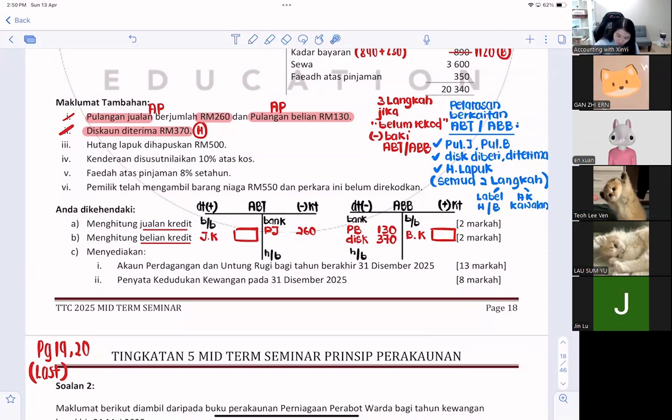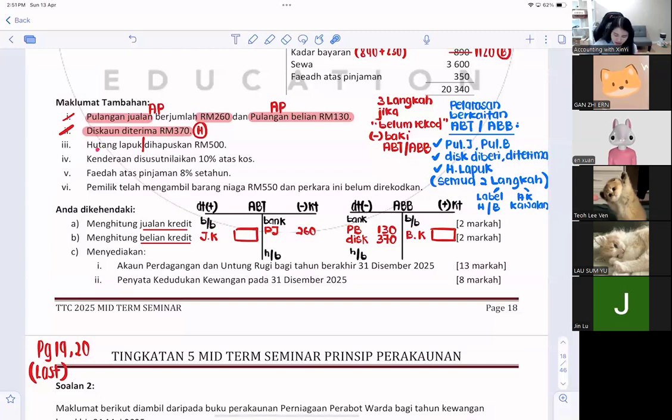Yeah. And then now for third step, hutang lapor dihapuskan 500 ringgit, sorry. So this is a trick question because a lot of people actually think that this is a hutang lapor terpulih. But let me tell you this, for it to become a hutang lapor terpulih, they must give you a storyline first, as in, this person ran away last year, now they came back, we received 500. They must say this for it to become hutang lapor terpulih.